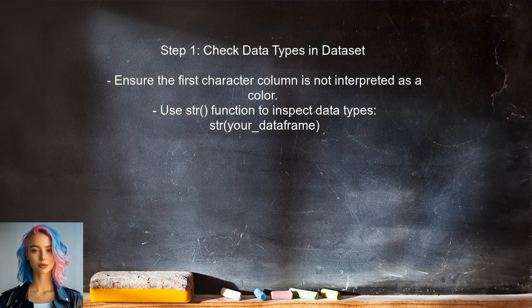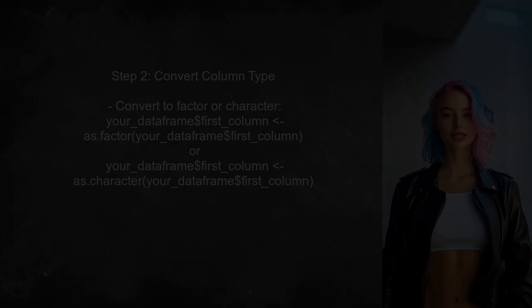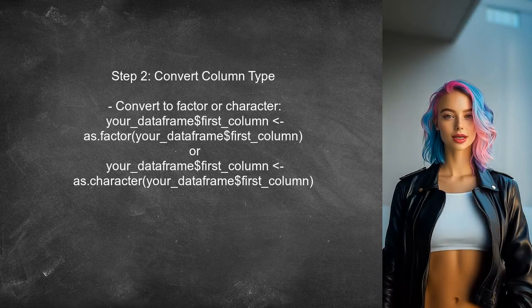To address the error in col2rgb, the user should first check the data types in their dataset. Specifically, they need to ensure that the first character column is not being interpreted as a color. Next, the user should convert the first character column to a factor or character type if it is being treated as a color. This can help prevent the col2rgb error.